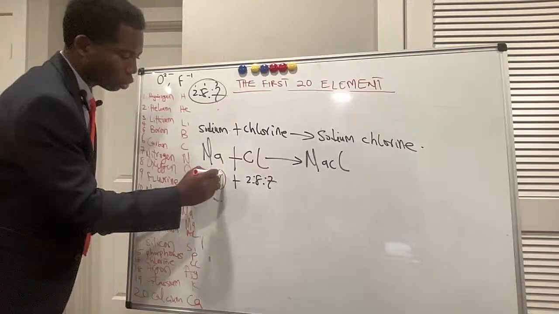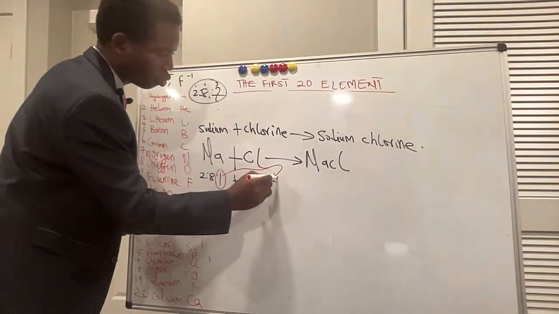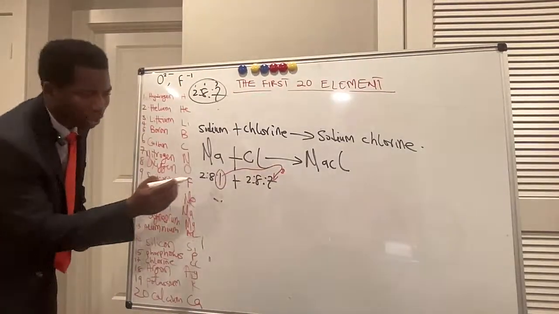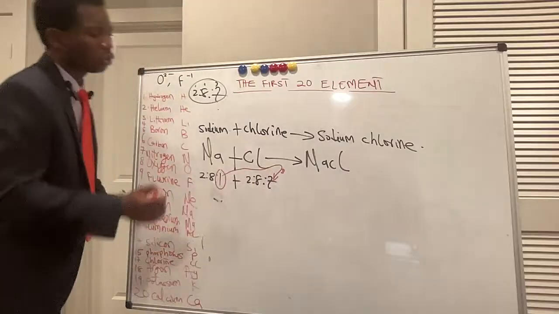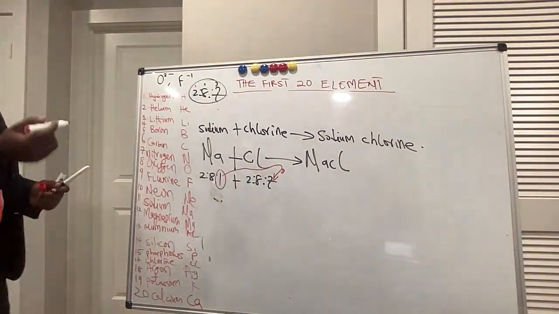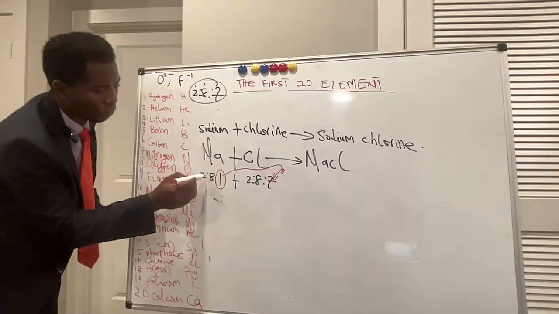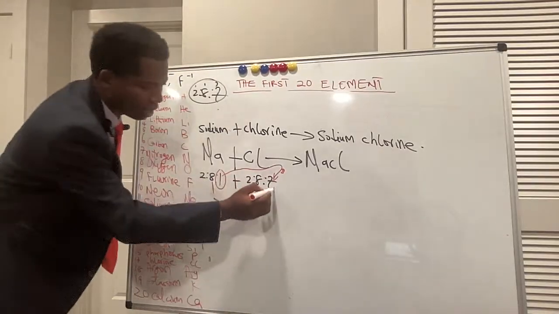So sodium is going to give this electron to the 7 to make it 8. Sodium will give out this outermost electron to chlorine to make it 8. Now this atom of sodium will be empty. Automatically 8 will be here and 8 will be here.